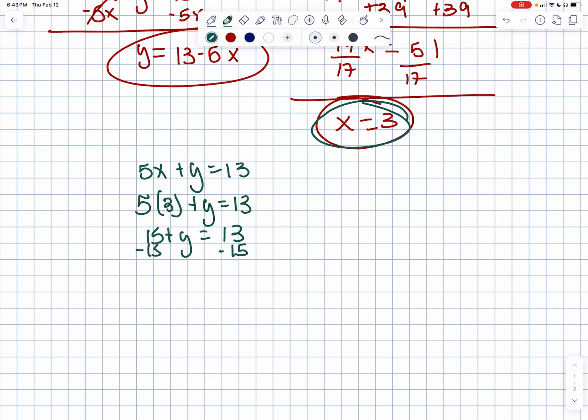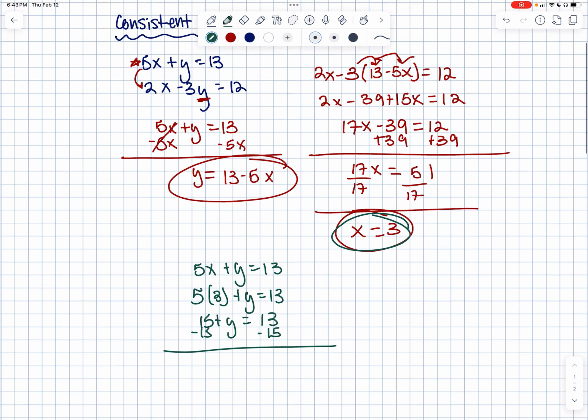Great job. I know you guys are doing it. Guys, make sure that you're writing everything that I'm doing. I want your notebooks to look exactly like this, okay?